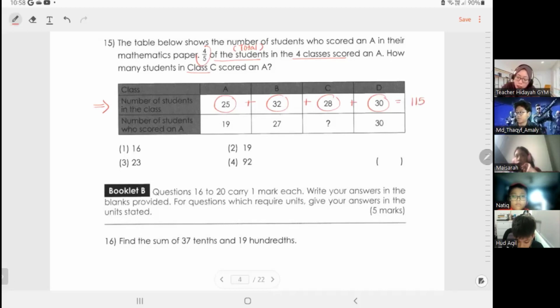Okay, then they mentioned that 4/5 of the students in all the 4 classes scored A. So we do that one first. So we want to find those who scored A equals 4/5 of, which means times, 115/1, equals 92. So total is 92. So to find this unknown, you take your 92, take away 19, take away 27, take away 30, equals 16. Answer is number 1. Right?